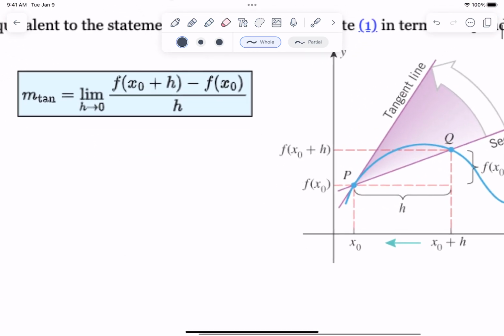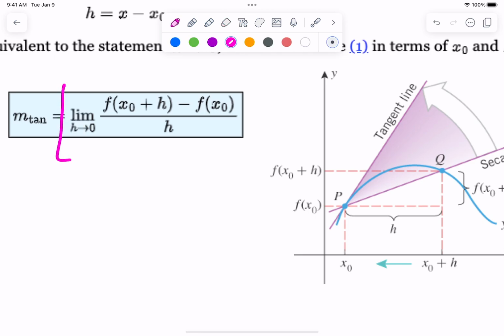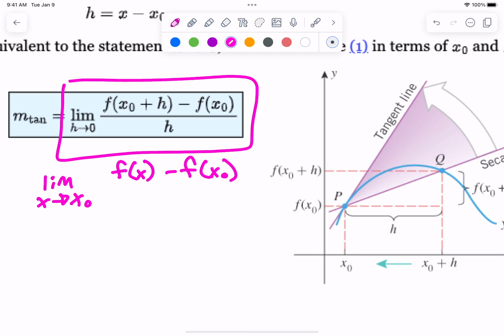Okay, so let's go to this way. What we have going on here is a different way of writing what we just did, which was the limit as x goes to x naught. Where did we get an H? I'll show you. f of x minus f of x naught. I'll show you here.